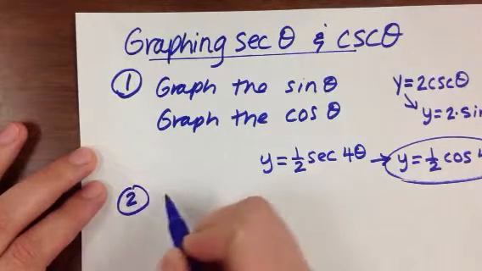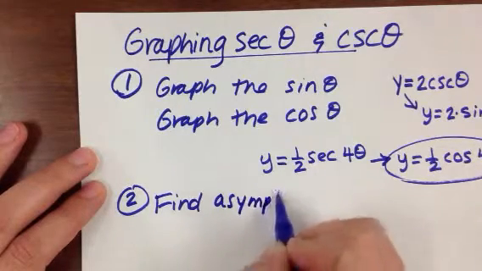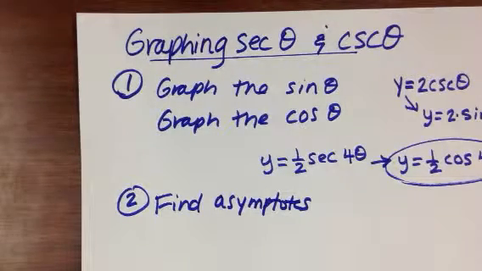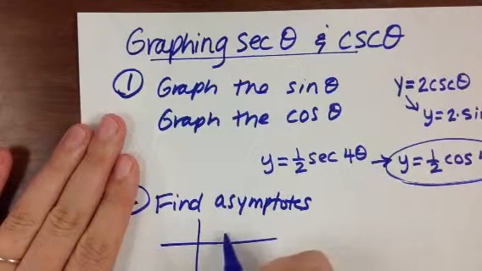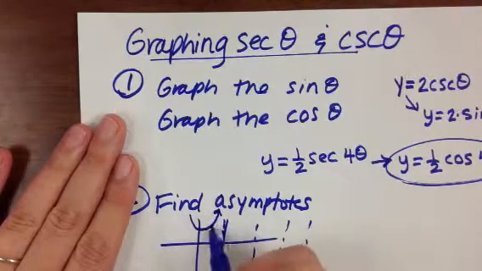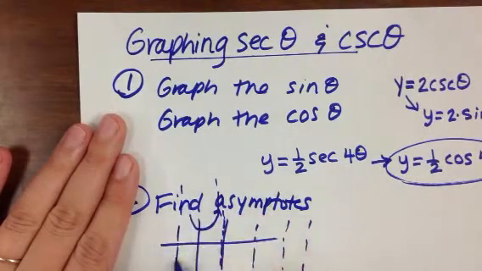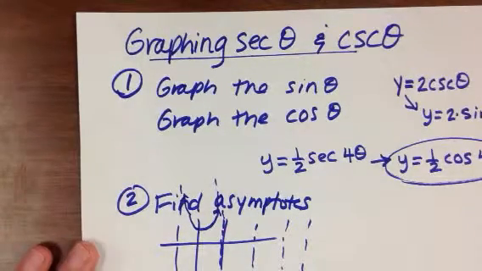Step 2 is to find or draw in your asymptotes. Remember, an asymptote is a line that a curve approaches but never touches. So when you look at those graphs, the curve is approaching the asymptote but it never touches it.